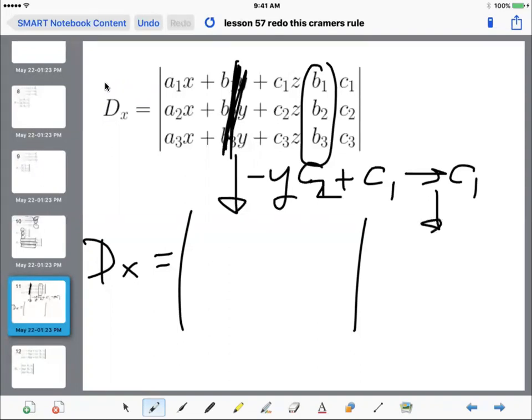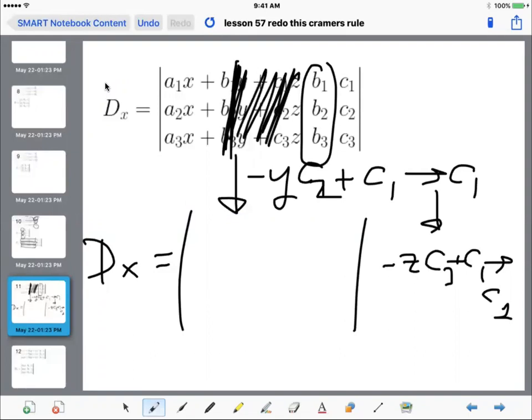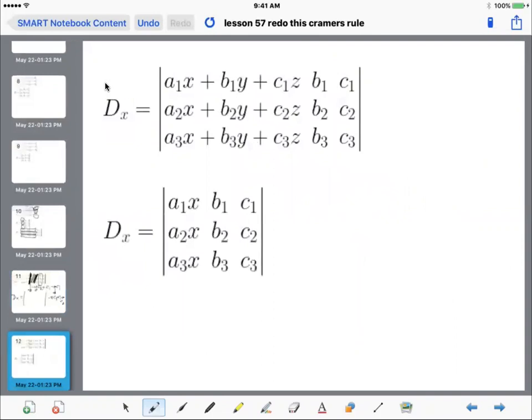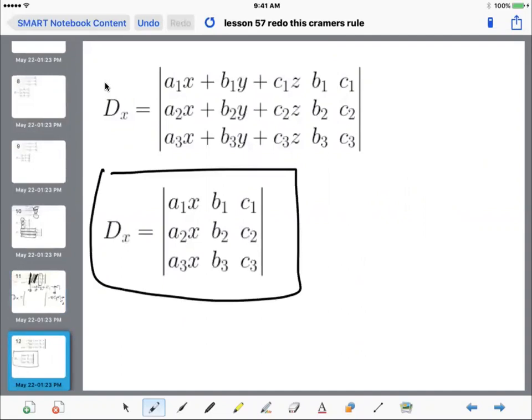And what if I then, before I start copying, do minus z C3 plus C1 into column 1? What's that going to accomplish? That's right. It's going to remove all these C's. And what effect will that have on this Dx determinant? That's right, it has no effect. So now we have this. And believe it or not, we are one step away from completion.